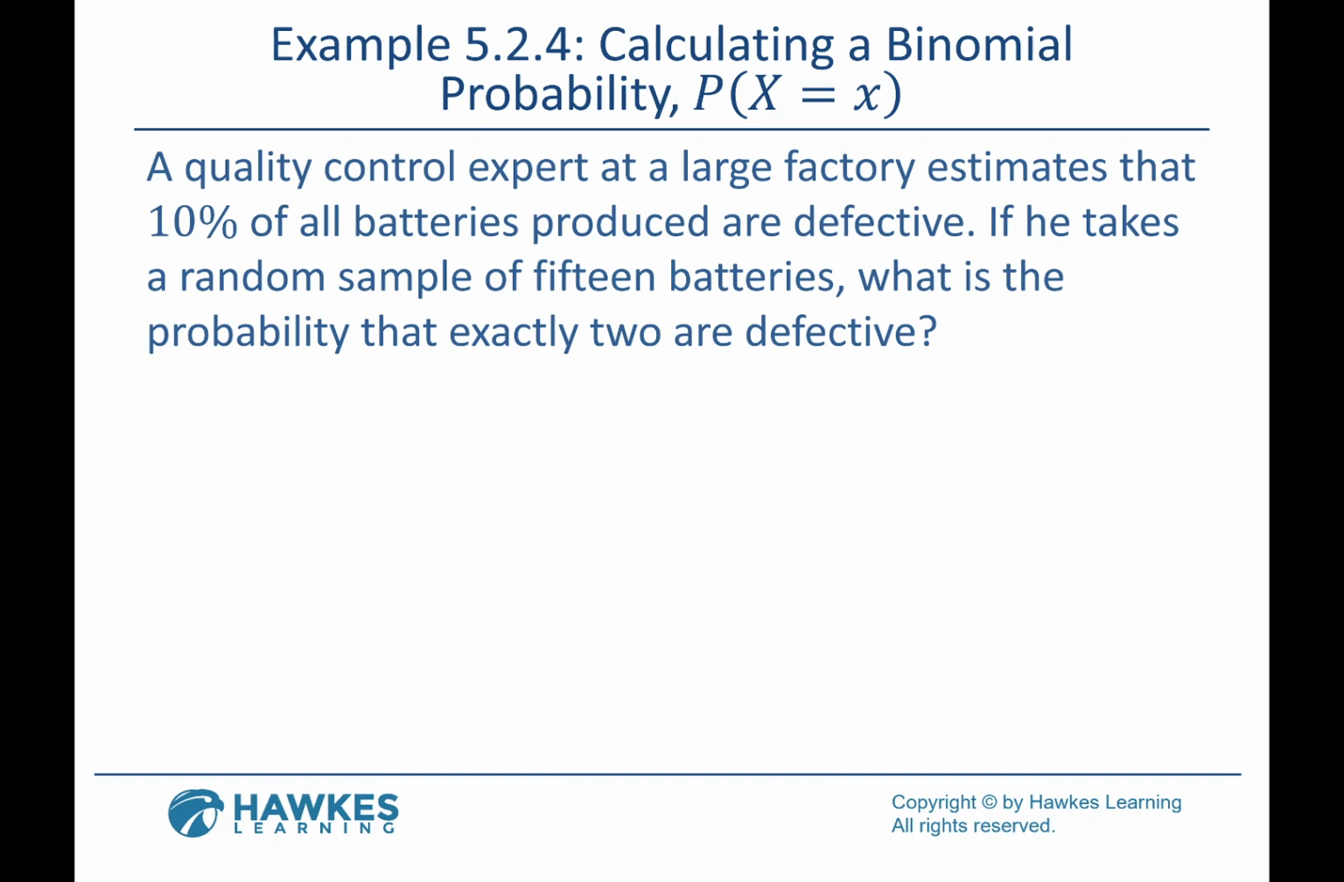Okay, so we've got a quality control expert. Estimates 10% of all batteries produced are defective. He takes a random sample of 15 batteries. What's the probability that exactly 2 are defective? It is binomial. A battery is either good or it's bad. So we need N, P, and X.